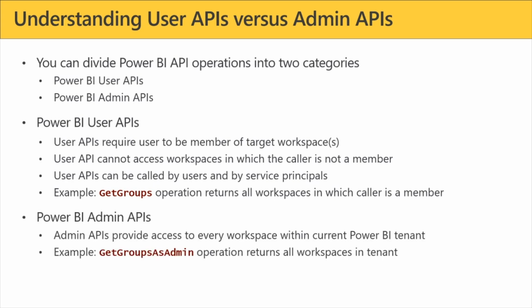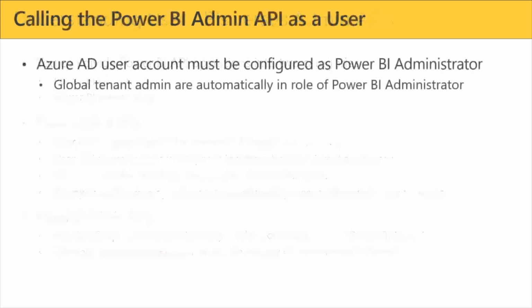Now, when we get to the Power BI admin APIs, it doesn't really matter if you're a workspace member or not. The idea is that you're in charge of this Power BI environment, and you need to be able to see every workspace in your current Power BI tenant, which is kind of the same thing as the Azure AD tenant and the Power BI tenant. I think of them as one and the same. But the idea is if you call GetGroupsAsAdmin, you're going to be able to find any workspace, whether you're a member or not.